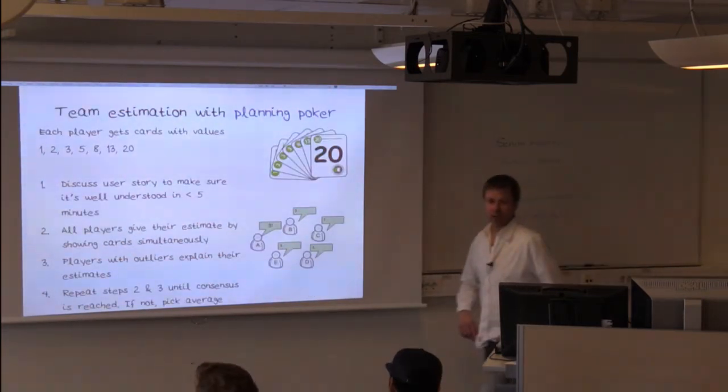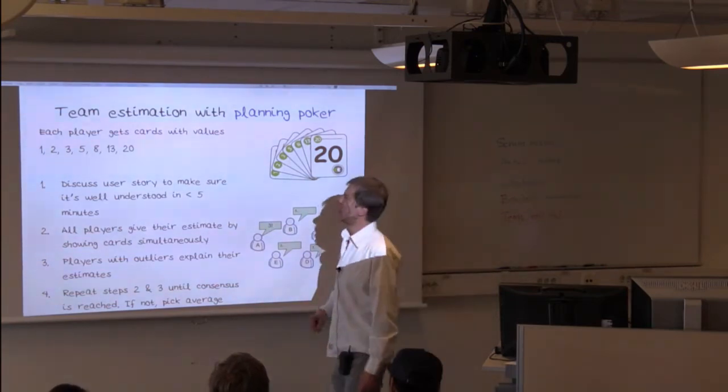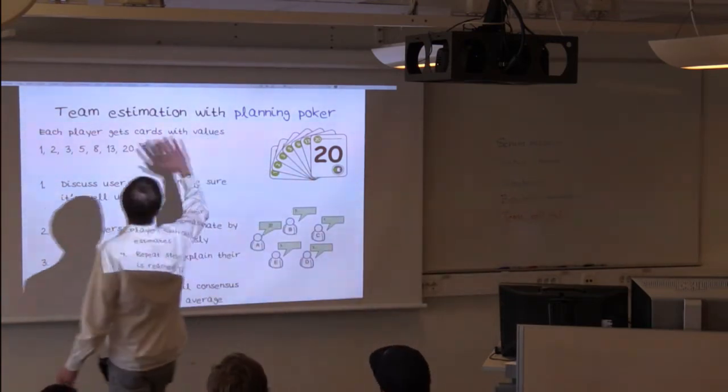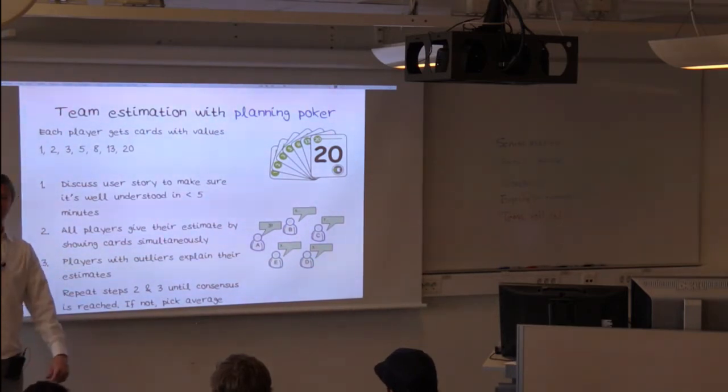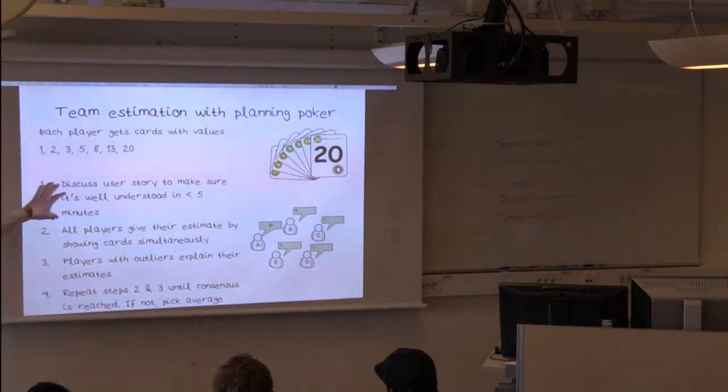Okay, so how do you get to story point estimates? Well, you play planning poker. Each player gets cards. You create your own cards. I'm not going to do that for you. Just pieces of paper. You cut out pieces of paper with these numbers on them. Pretty big numbers so you can see them. You're going to hold them up like this.